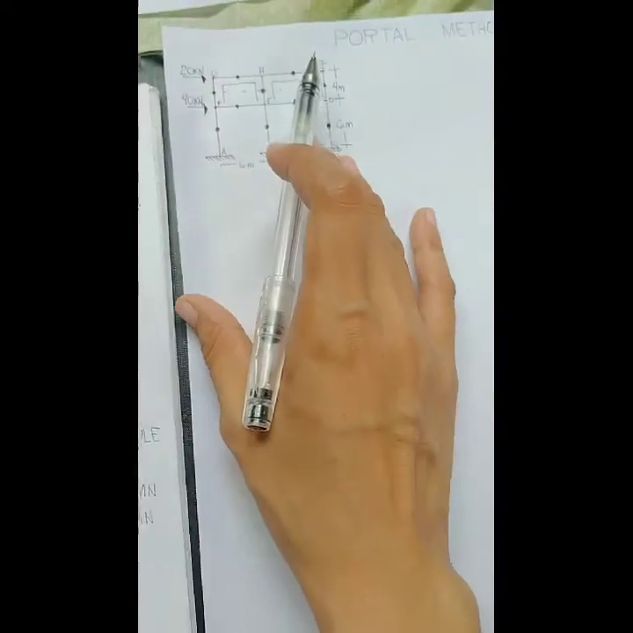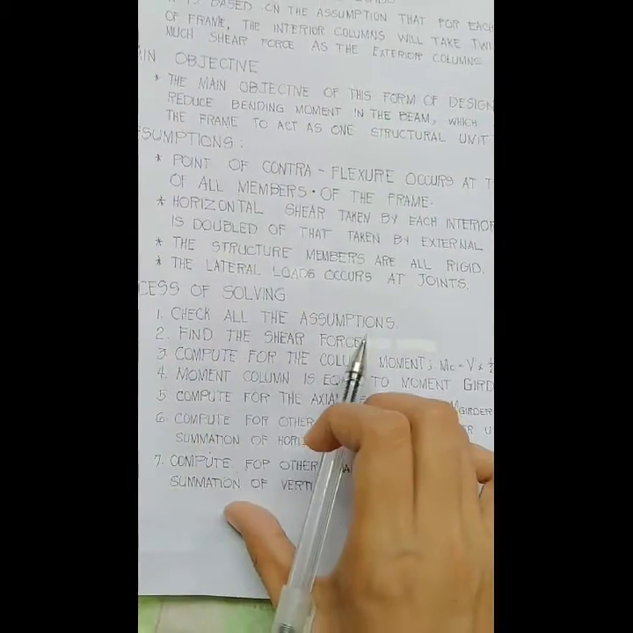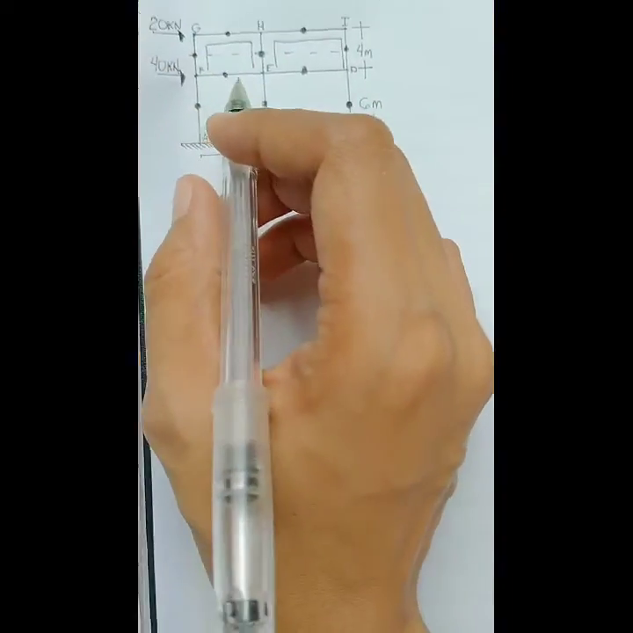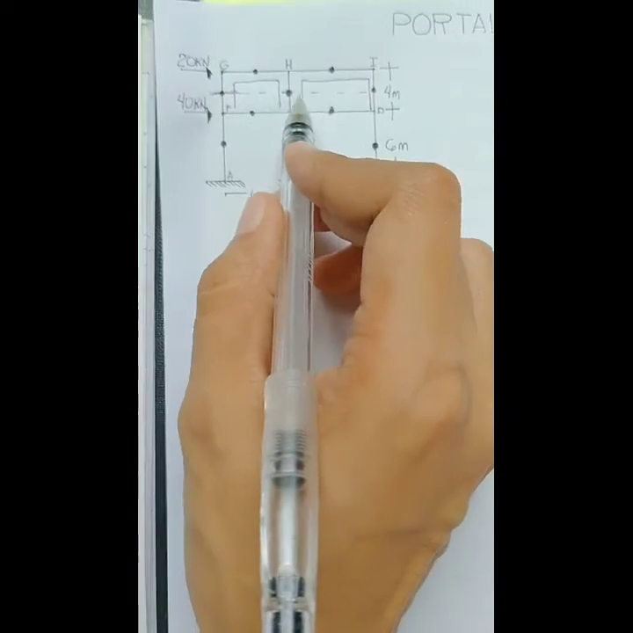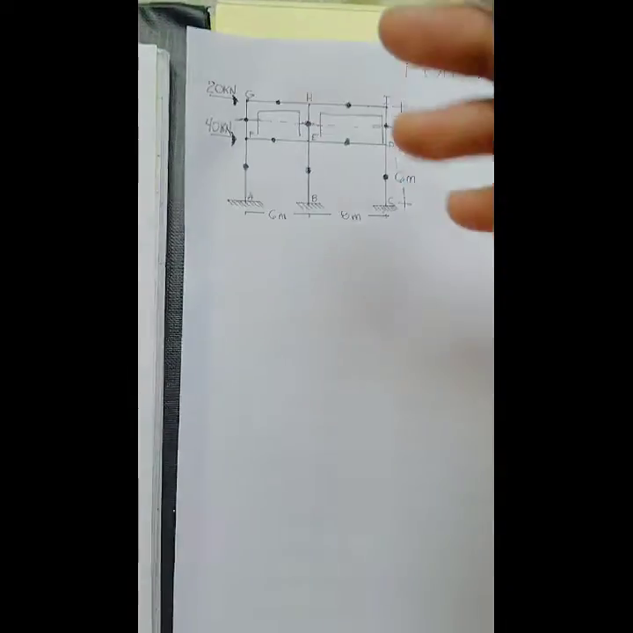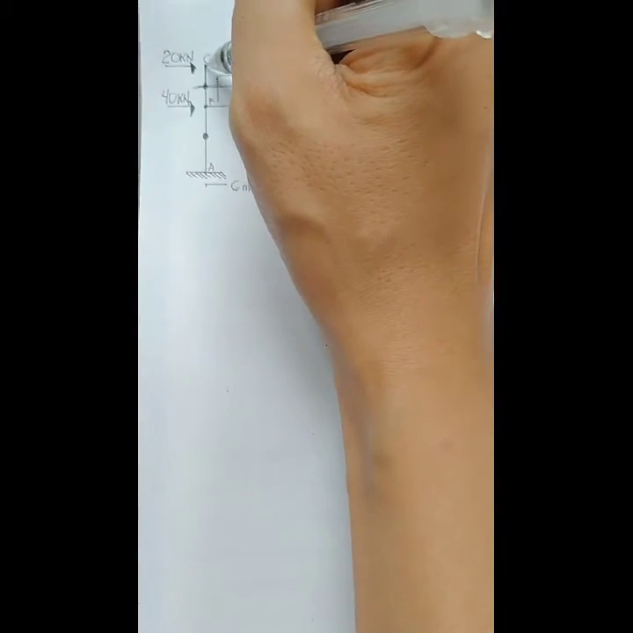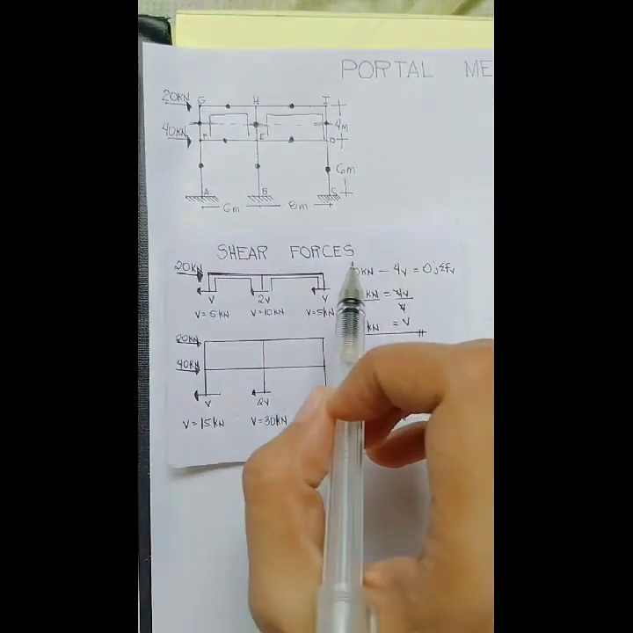So, after the assumption, na-check natin yung assumption, pupunta naman tayo sa process of solving. Process of solving, and first is check all the assumptions. Na-check na natin lahat. Find the shear force. So, hahanapin natin yung shear force dito. Yung shear force dito yan mag-occur sa gitna. Ito. Gitna nito. Gitna nito. So, kunin natin ang shear force. From dito tayo magsisimula sa taas. Ang pagkuha dito is magsisimula sa upper part pababa para dito sa footing. So yon. Ito yung shear forces.